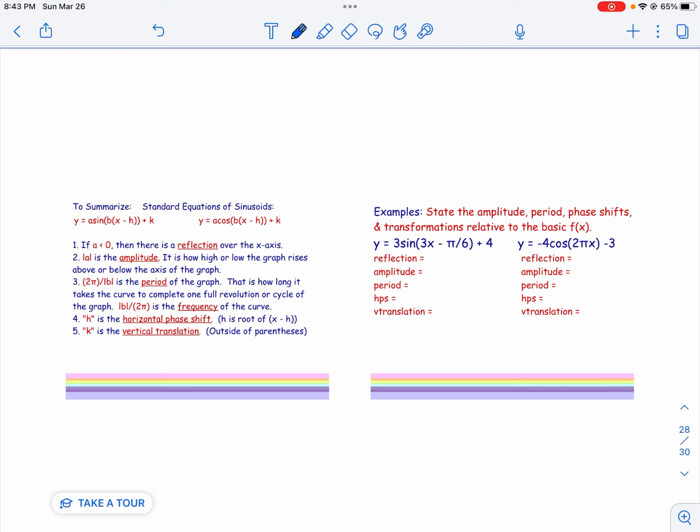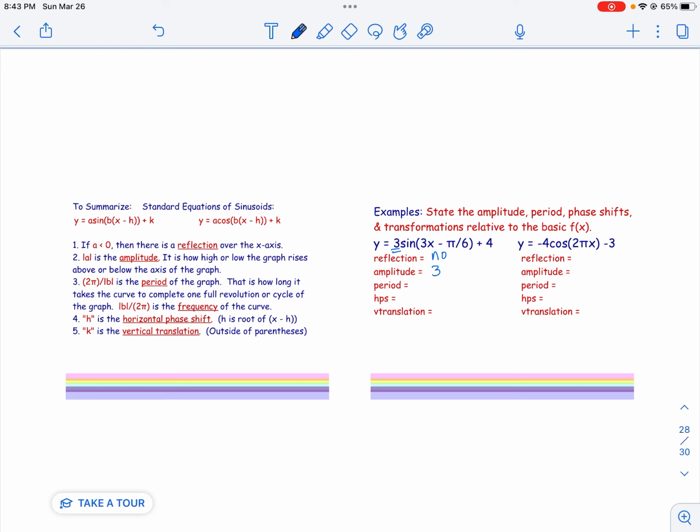Okay, so first I look at the equation. Is A negative? If A is negative, there's a reflection, like in every other function that we've talked about. There is not a reflection here. Now, the amplitude: how high does the curve go? How many units above the axis does the curve go? It goes 3 units because A is 3.